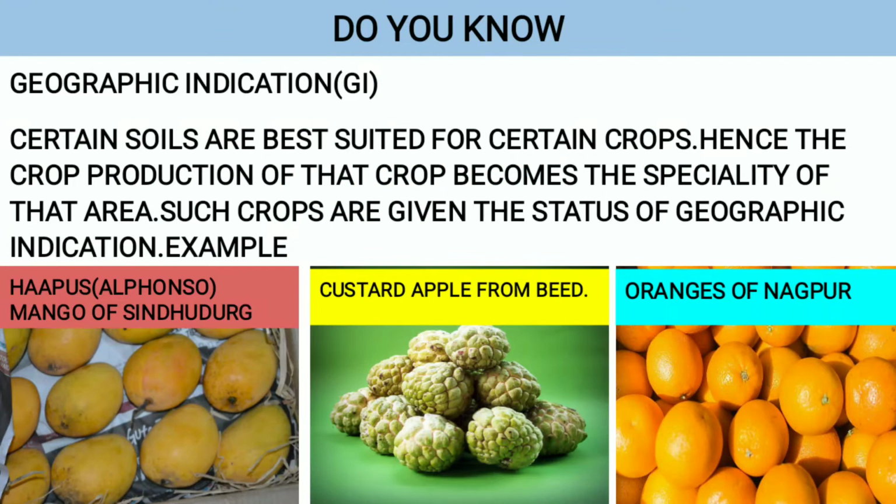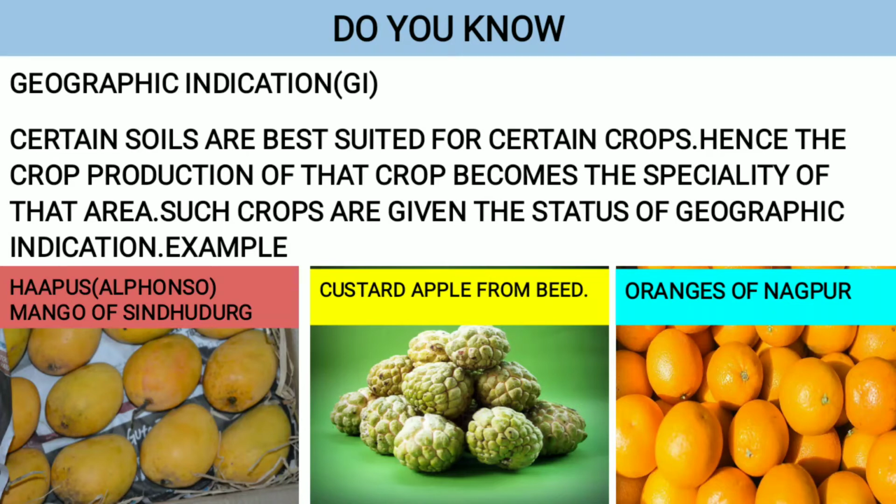Now do you know what is geographic indication? Geographic indication means GI. There are certain soils which are best suited for certain crops. Hence the production of that crop becomes the speciality of that area. I can give you an example: in Himachal Pradesh, apples can grow, which means the soil is suitable for apple.